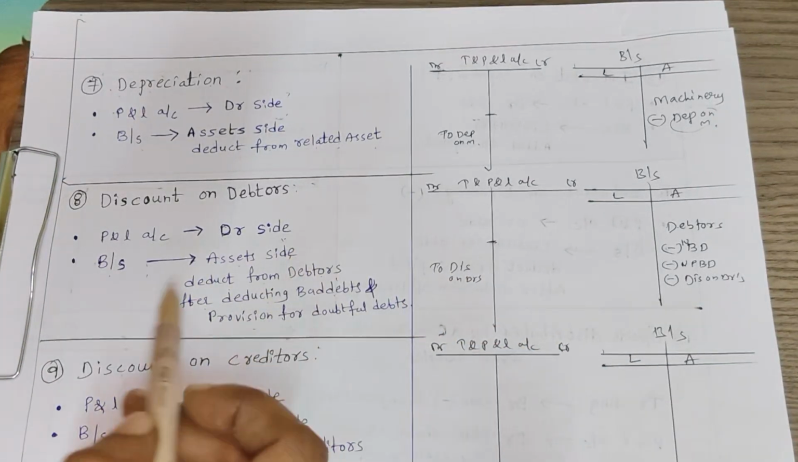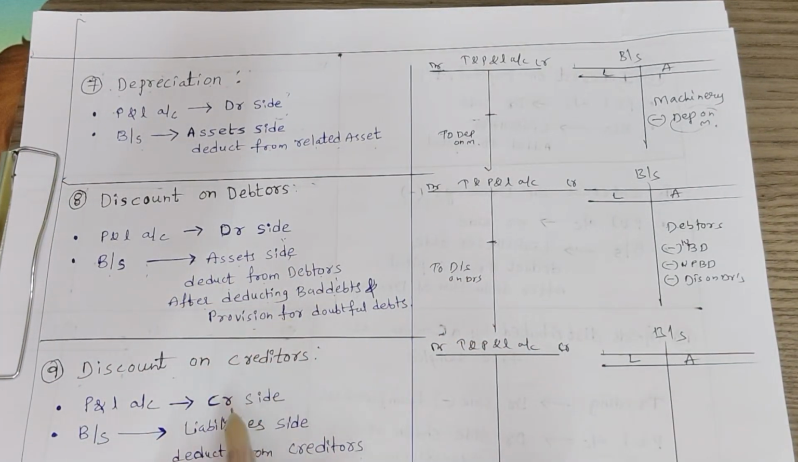Okay, discount on creditors. What is the meaning here? A trader can expect to get some cash discount from creditors. Who are the creditors? If you are purchasing material from the suppliers on credit basis, the supplier will be creditor.